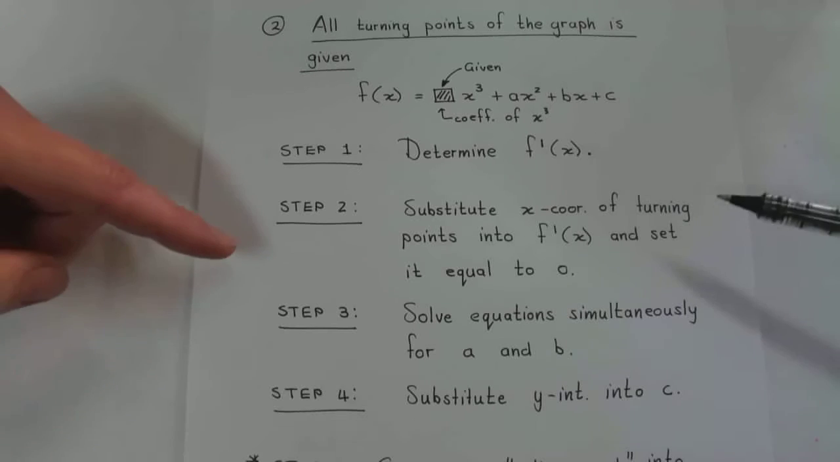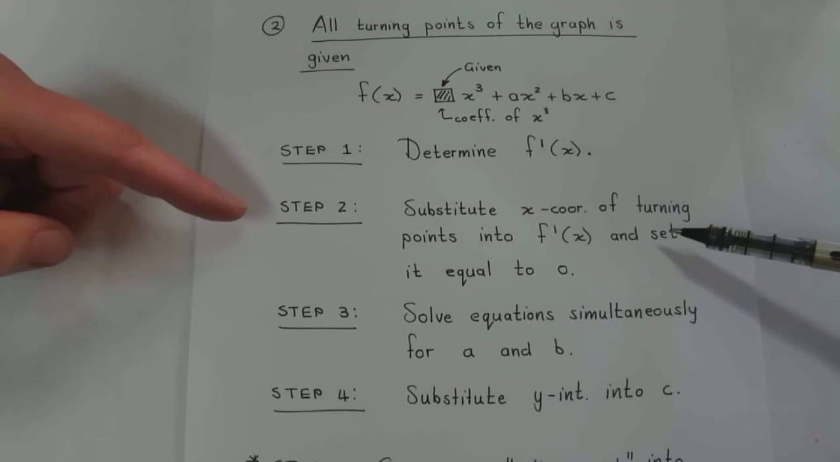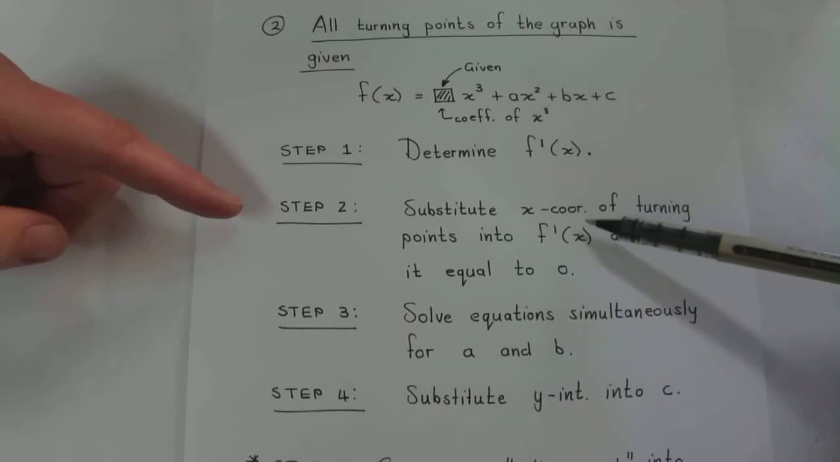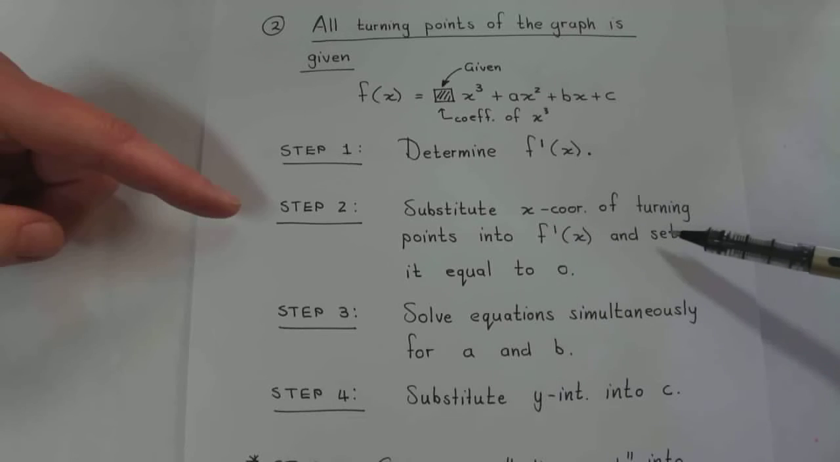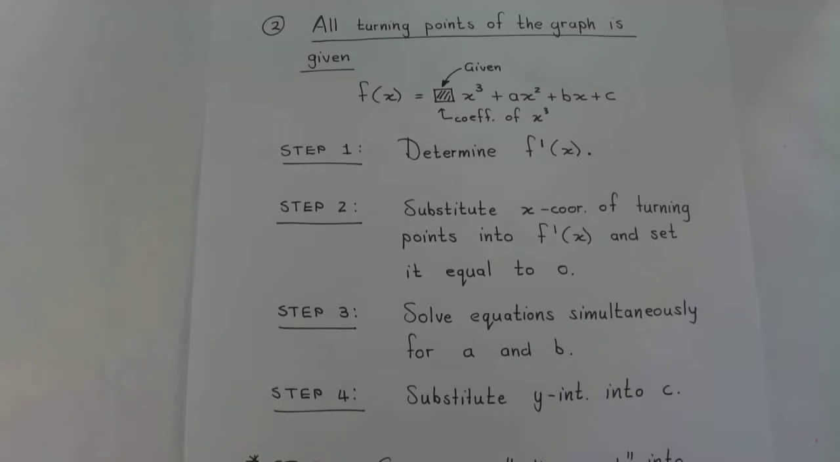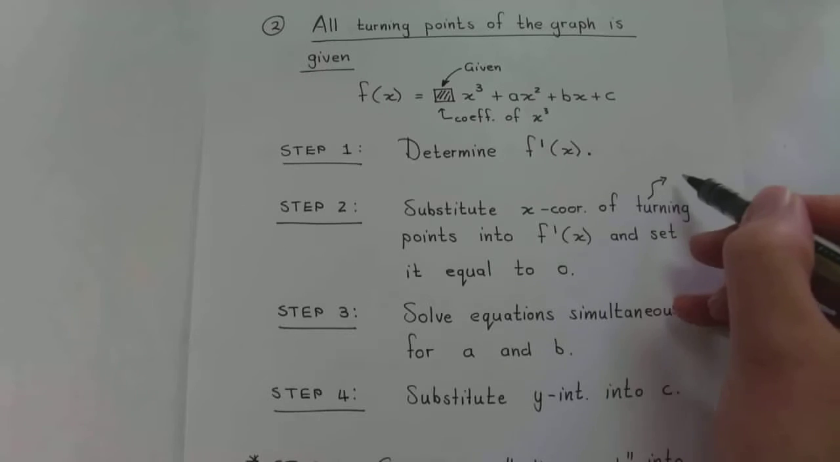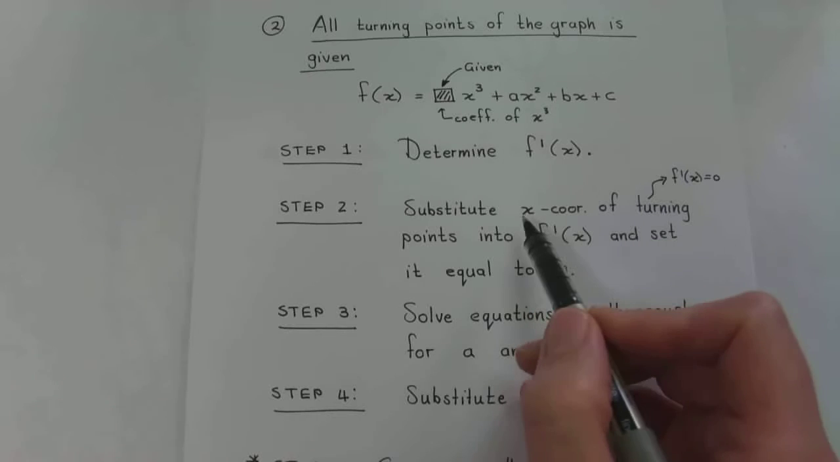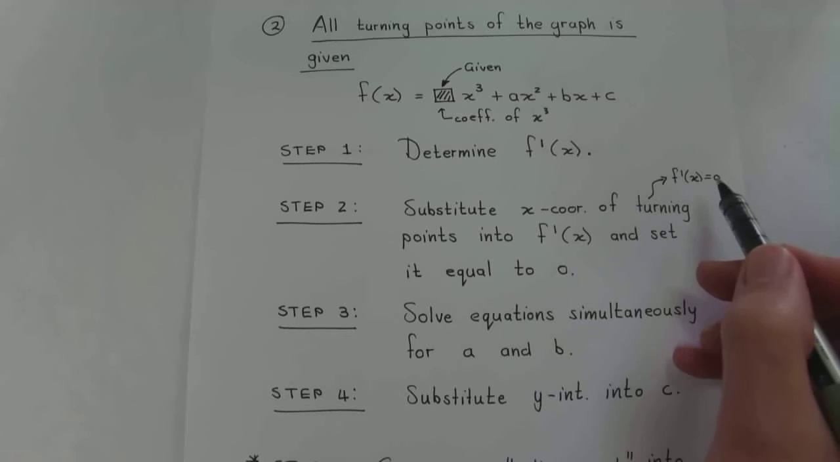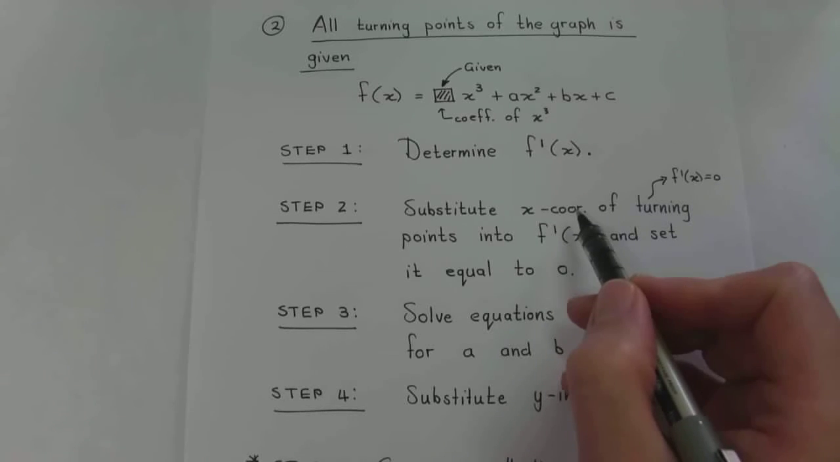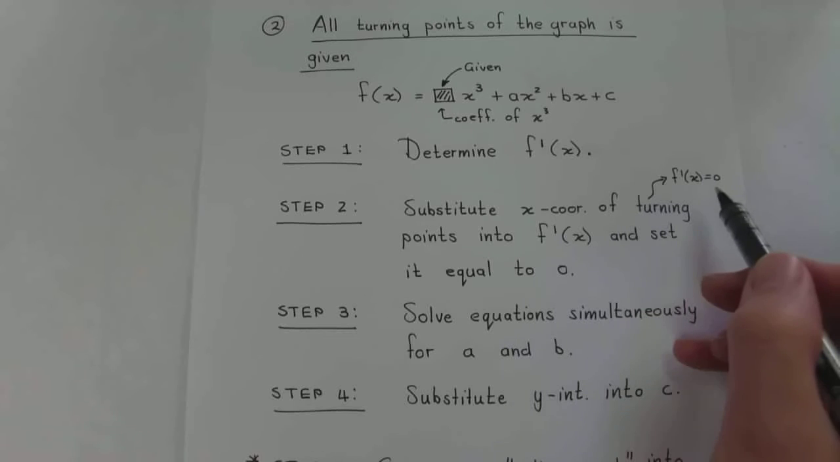Then what you're going to have to do is substitute the x coordinates of the turning points into the derivative. And when you substitute those x coordinates of the turning points into the derivative, you have to set the equation that is created equal to 0. And logically speaking, that has to do with the fact that whenever we're calculating turning points, so turning points and stationary points, the derivative is equal to 0. So that is why you're going to substitute the x coordinates of the turning points into the derivative, and you're going to set it equal to 0, because at those x coordinates, the gradient, the first derivative, is 0.